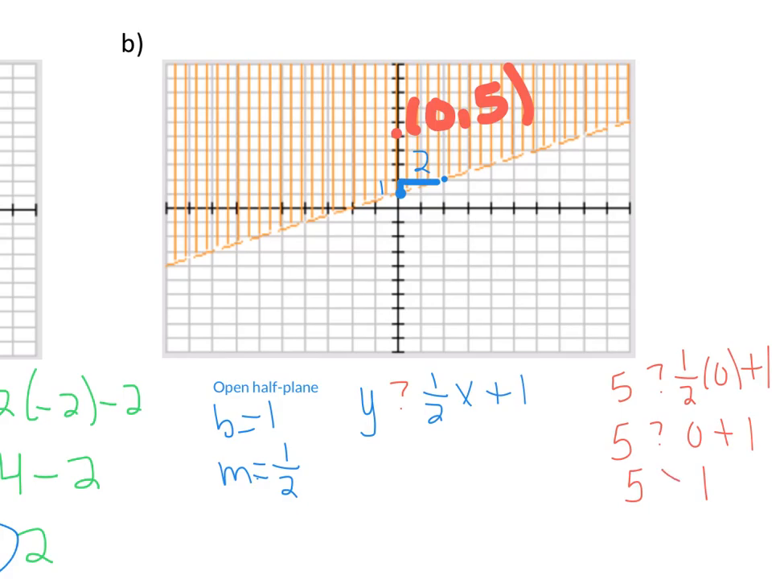I know 5 is greater than 1, which tells me my symbol. It is a dotted line, which means it does not have the equal to part. So my final inequality is y is greater than 1/2 x plus 1. Complete the rest of the notes.